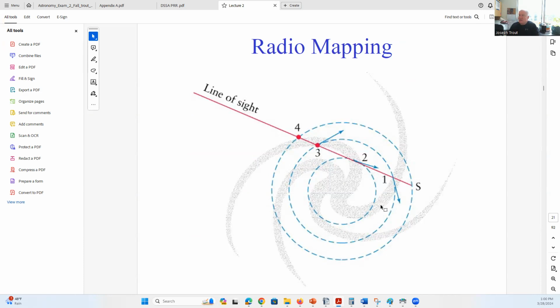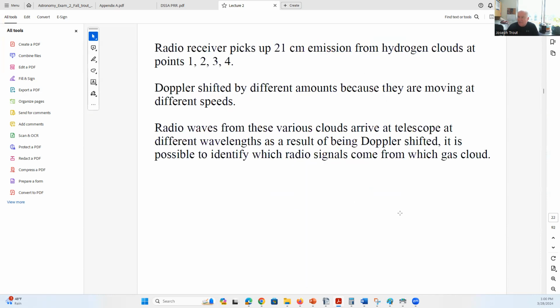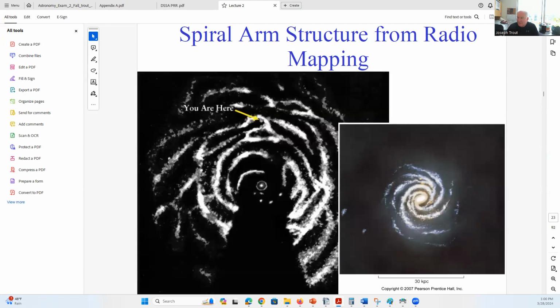So for example, if we look down this line of sight and we're watching these, right? And here are stars that are moving in that direction and in that direction and this direction, we can tell how that's working using radio mapping. So here we see, using radio mapping, what our spiral galaxy that we live in looks like.